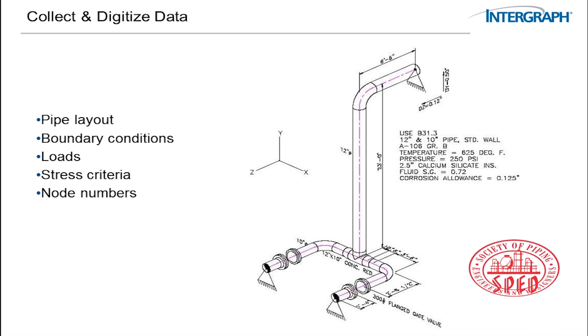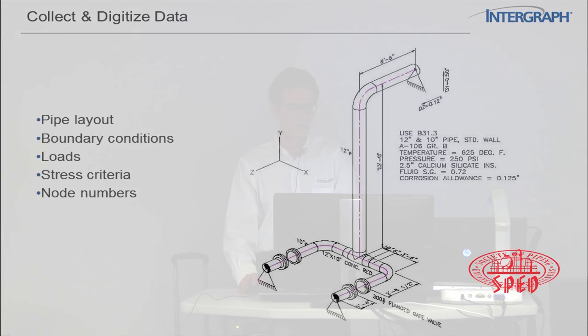The stress criteria, we're going to use B31.3, and that piping code has a material database with it that says, okay, A106 Grade B, the cold allowable stress is 20 KSI or something like that. And the hot allowable stress, when this pipe is at 625 degrees Fahrenheit, there's another allowable stress at that point. So that's some of the data that comes with the software as well. Stress criteria, and finally the node numbers. We have to, again, digitize this for the machine.